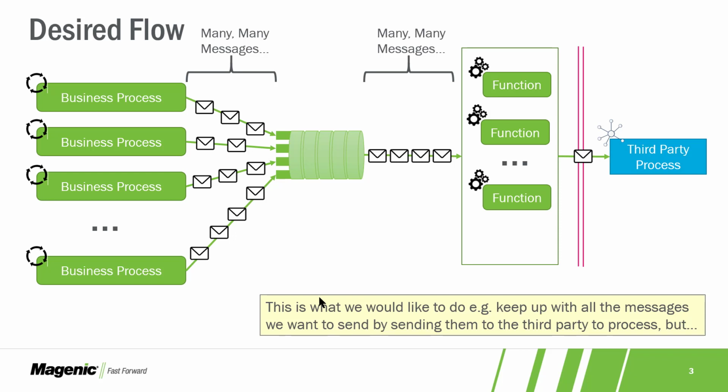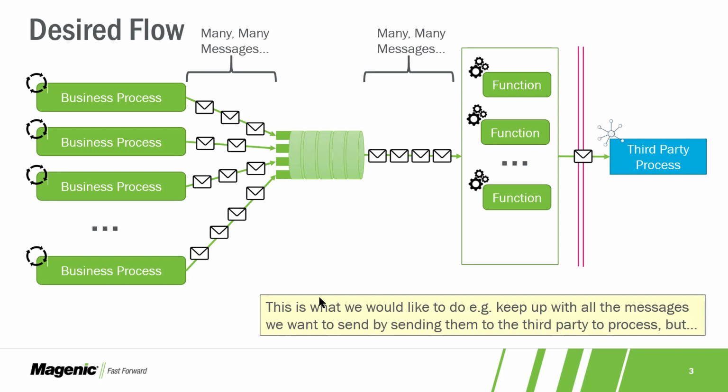So here is our kind of desired flow, right? It's very hard to implement pacing without some sort of queue. And it doesn't have to be a queue like Azure Service Bus or Rabbit. It could be records in a table, right? It could be files in a blob store, whatever. But you need to be able to store up the torrent of things to do from your business processes somewhere.